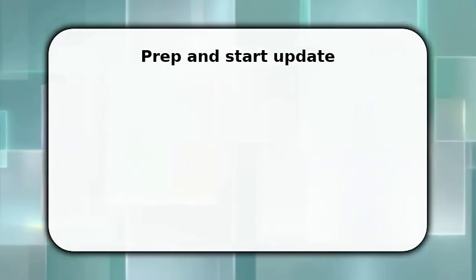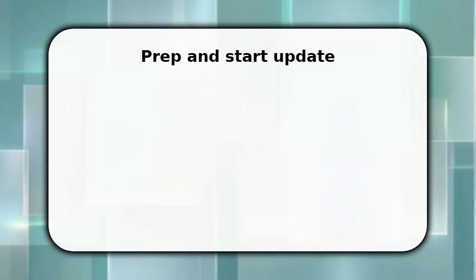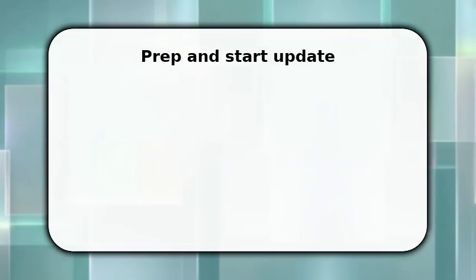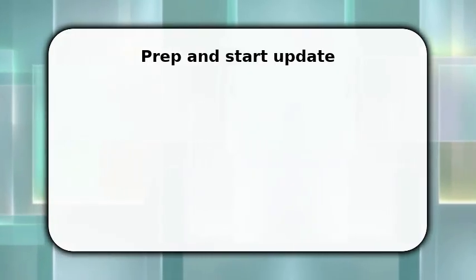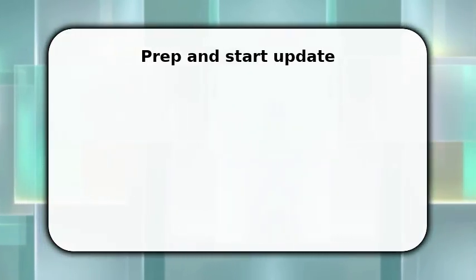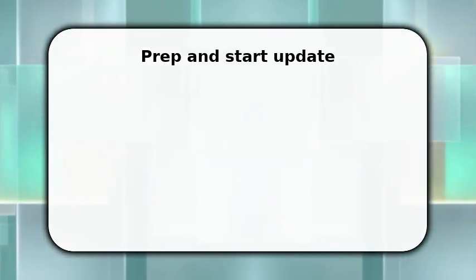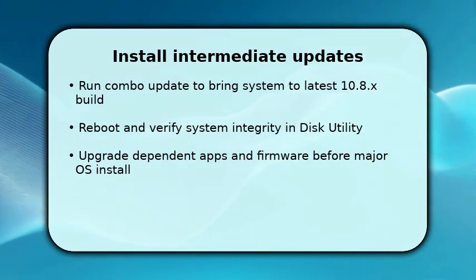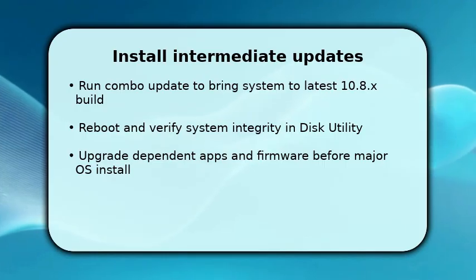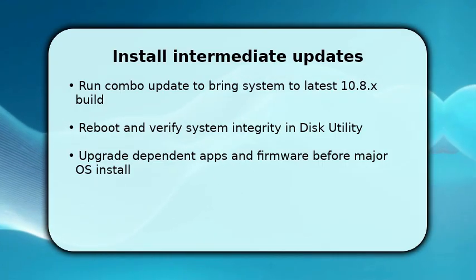Then open Software Update or download Apple's OS X Combo Updater for 10.8.5 to install small fixes before the major upgrade. Now run the 10.8.5 Combo Updater or all pending Software Update items. This consolidates fixes and preps system components for a larger upgrade. After the installer finishes, restart and open Disk Utility to repair permissions and verify the boot volume.